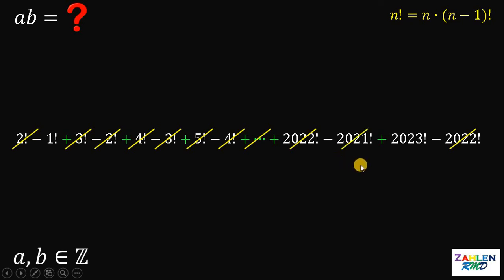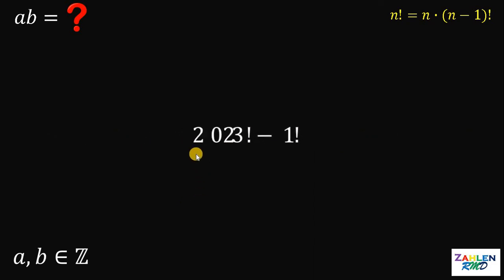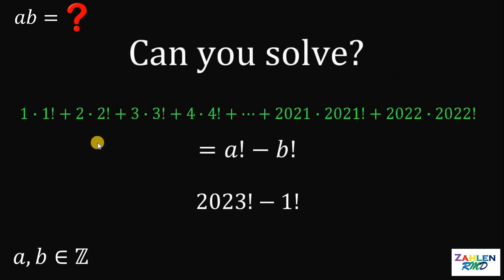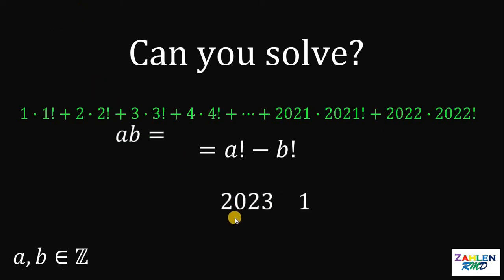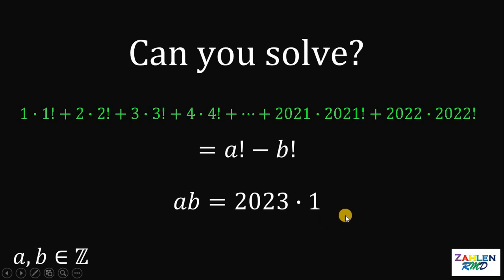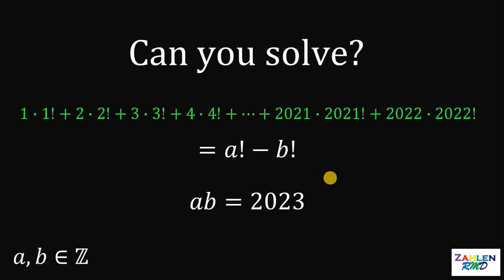Now, notice that we cancel a lot of terms except for 2023 factorial and negative 1 factorial. So this is simply 2023 factorial minus 1 factorial. Now take note that this expression is equivalent to a factorial minus b factorial. Therefore, we can say that a equals 2023 and b equals 1. Therefore, the value of a times b is just 2023 times 1, or simply 2023. Therefore, our answer to this question is 2023.